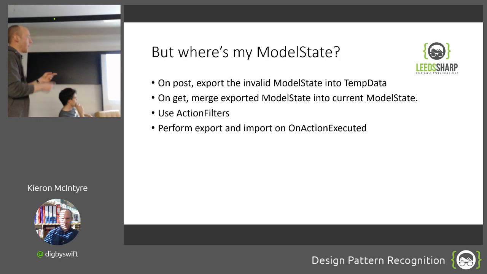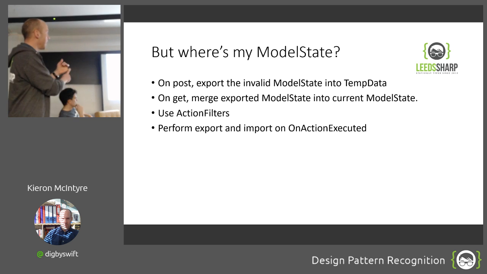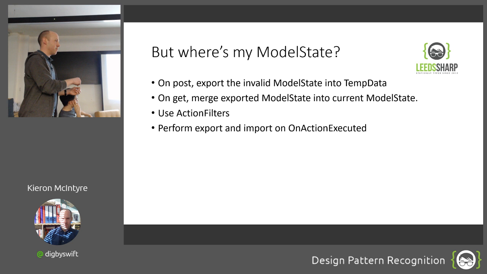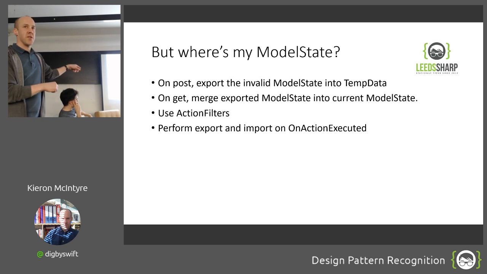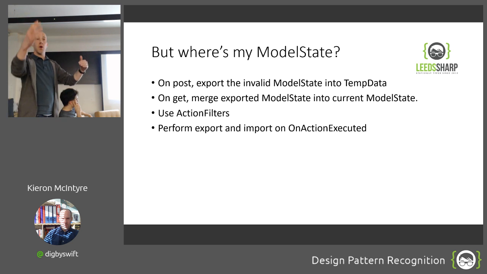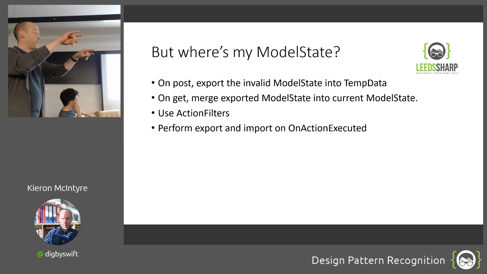So the solution I use for it is, on the post, I export the invalid model state to temp data. On the get, I import the model state from the temp data. And I do all this using action filters. So if you know you're going to have a get and a post, you just put an attribute alongside the get and the post, and then I perform the export and the import.